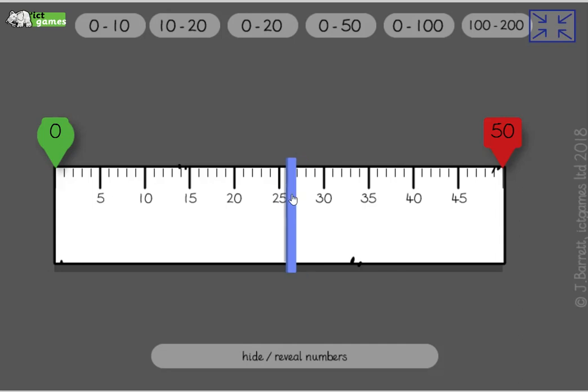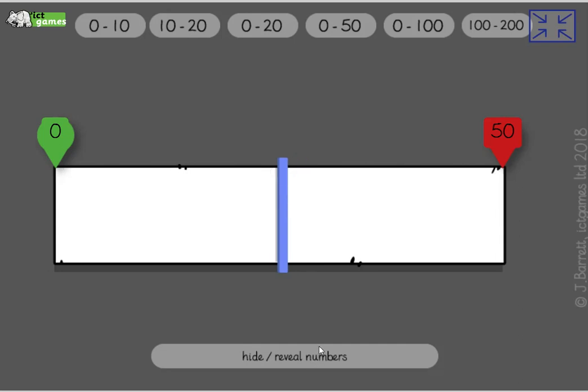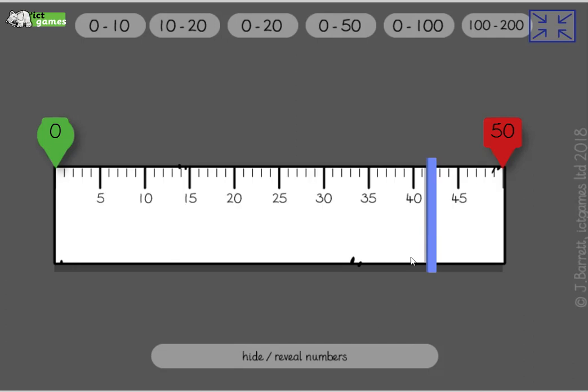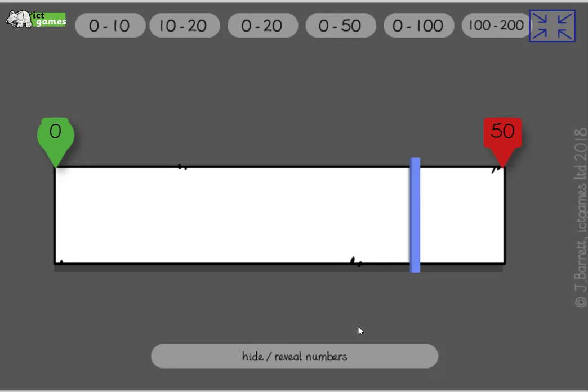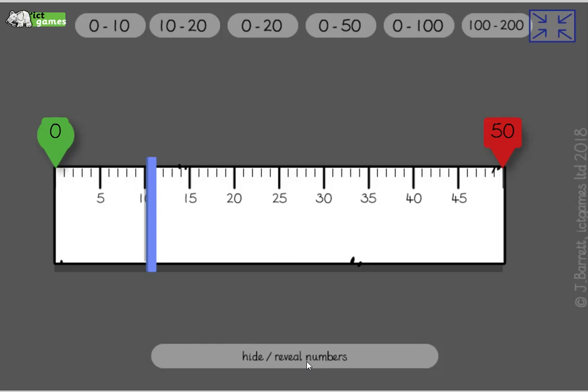Okay. I'm not very good at this. Now if that's 25 and that's 50, where would 40 be? That's 25. That's 50. Where's 40? Yeah, I'm guessing about there. Not very good at that. Okay, right now, where's 10 going to be? I'm going to put it about here. Am I right? Is that going to be 10? Oh, I meant to be wrong, sorry.